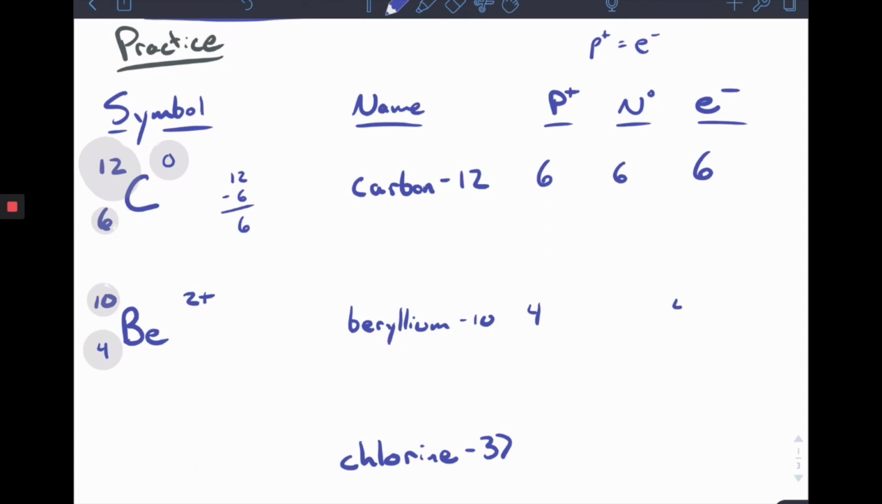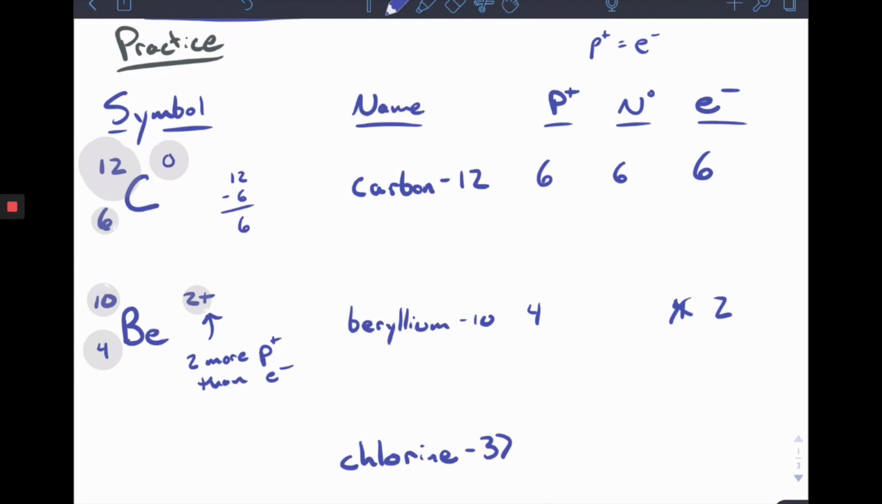Now you might be tempted to write 4 electrons like we did last time, but remember I said that's only if it's a neutral atom. In this case, we happen to have an ion. So this beryllium has a charge of 2 plus. What that means is it's going to have 2 more positives, or 2 more protons than electrons. So for us, if we have 4 protons, and we're supposed to have 2 more protons than we do electrons, the only number that would make sense here is that we are missing 2. So we have 2 electrons.